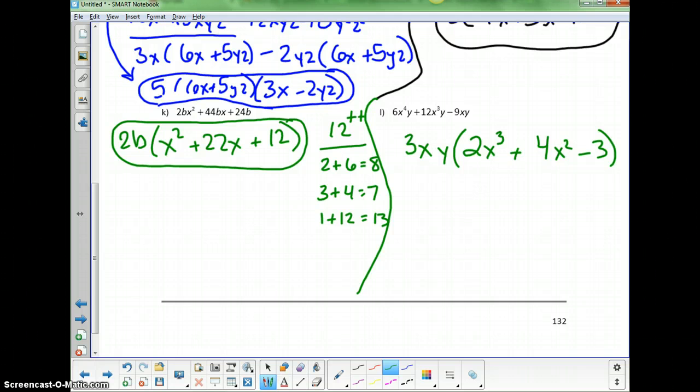Now, this can't be factored any further because even though it's a trinomial, it doesn't fit my right pattern. It's not x squared, x, no x. So this is not something I can continue to factor because of the cube that's left over there. So this is done.